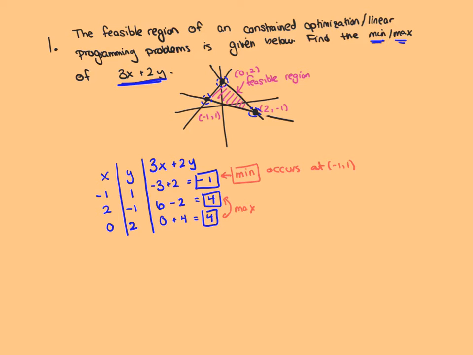And remember, if a maximum occurs at 2 different points, it also occurs at every point along the line between them. So my maximum is actually going to occur everywhere along this line. So it occurs along the line from 0, 2 to 2, negative 1. Everywhere along the line is where that maximum value occurs.